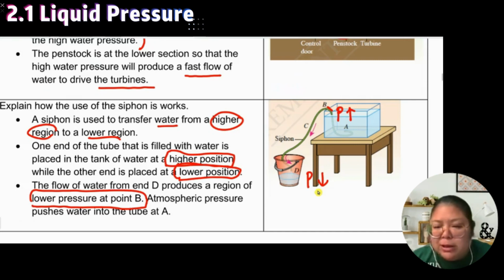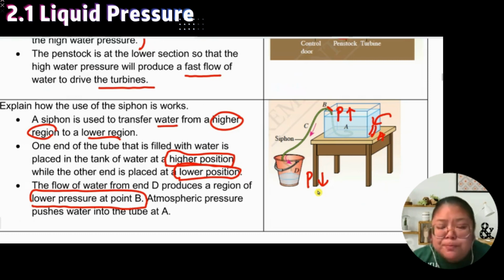So at A, how come the water will suck inside the siphon? Because there is atmospheric pressure. It presses on the tube at A. This is A. Atmospheric pressure pushes. After that, the water goes up until B. B flows already. So from here, D produces a region of lower pressure at the point B. So remember this one, the siphon tube.